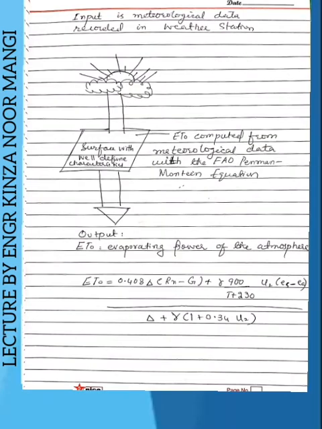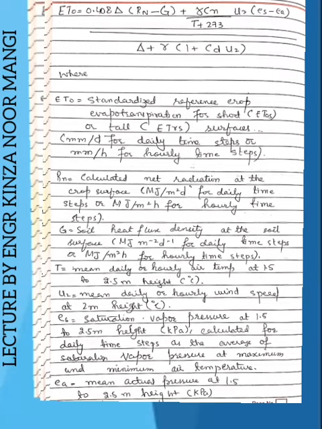Now, by inputting these meteorological data recorded in the weather stations, means at weather stations we are going to calculate these data, and when we input these into the equation, this equation will look like this. Now there are no such difficult factors which we cannot find. So moving further, here this equation is written in detail and each term is explained.